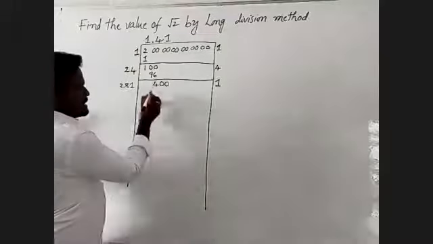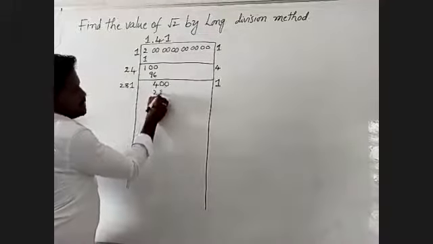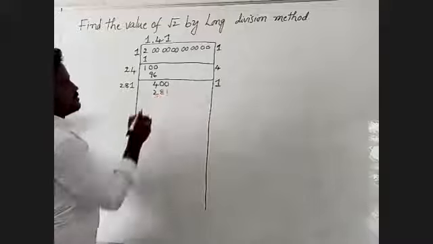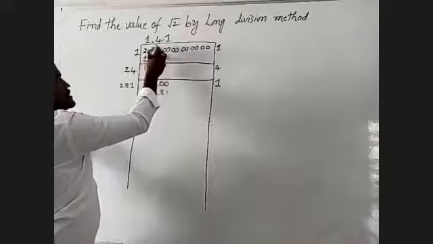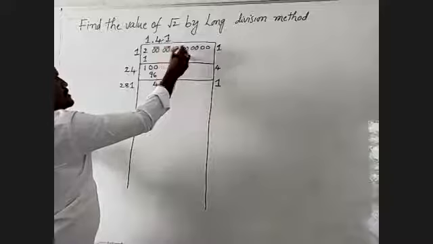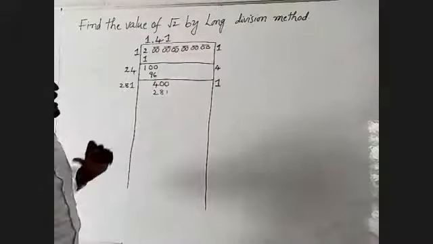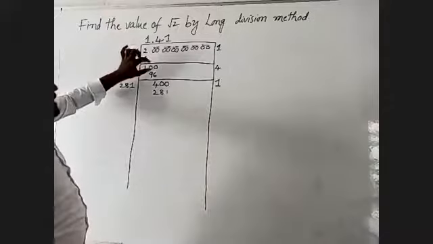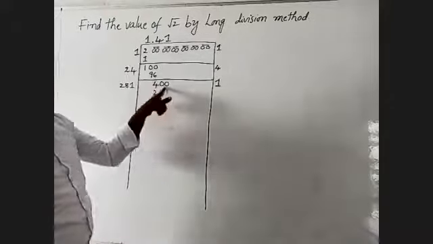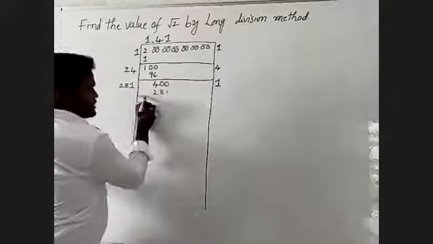That means the number is 281. Here we will observe these two zeros. We will observe in this one. First two zeros will be completed. After that, the second two zeros are also completed. We will observe in this one.